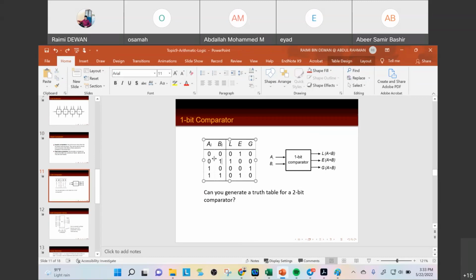Okay, so 0, 1, is it a, this one is greater or equal, it is less, so this one, 1 here and so on. Okay, so now you can do this one.